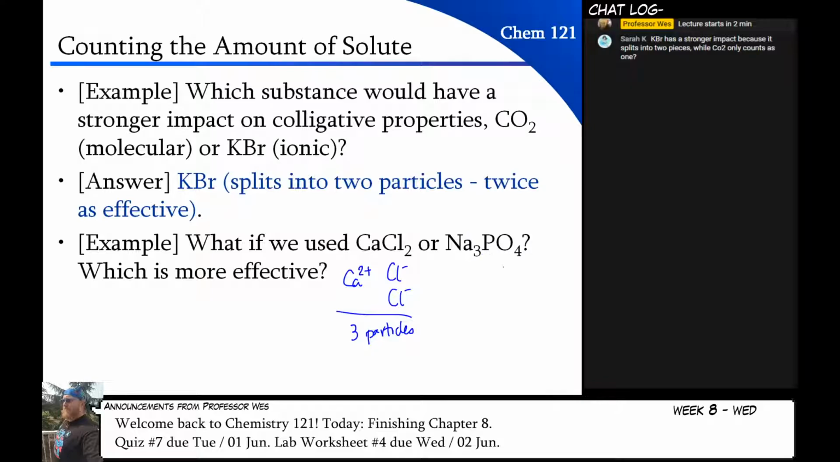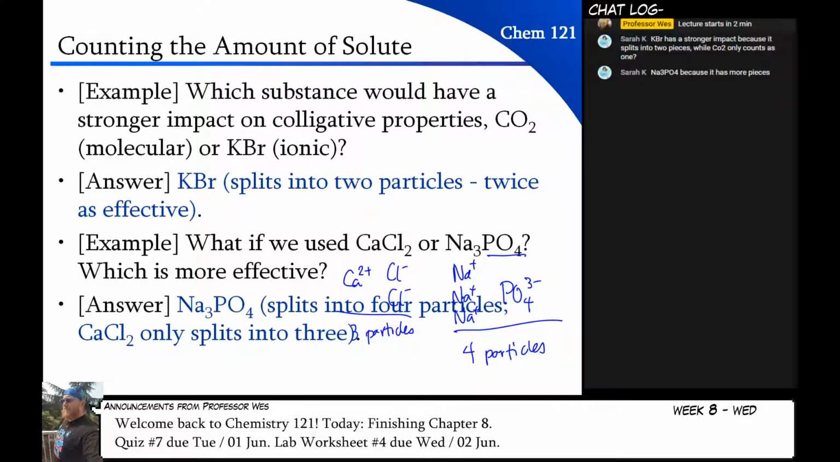This one's a little harder because I've got these sodiums here. That one's not so bad. But what is this? Well, it turns out that this is just one particle on its own. This is phosphate. This splits into 4 particles, so 1 formula unit of sodium phosphate is more effective than 1 unit of calcium chloride because it makes more particles. There you go. Very good. All right. So counting the number of particles that something splits into is the important first step.